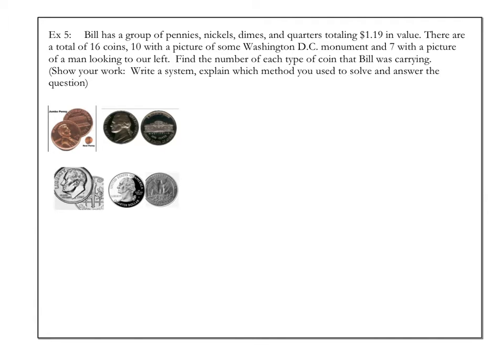So as we read through the problem, the first thing I'm going to focus in on is the question. It wants us to find the number of each type of coin that he was carrying. So the first thing I'm going to write down is we're talking about pennies, nickels, dimes, quarters. So we're going to have 4 different variables. I'm just going to call them A, B, C, D. So A is going to be the number of pennies.